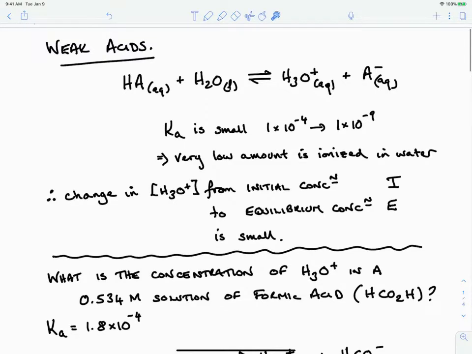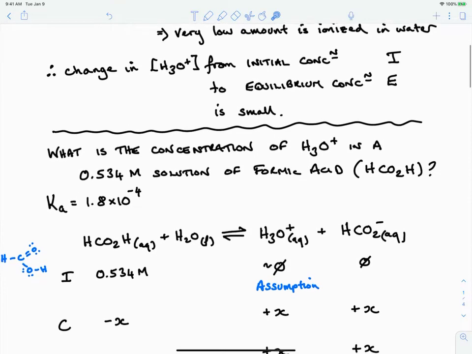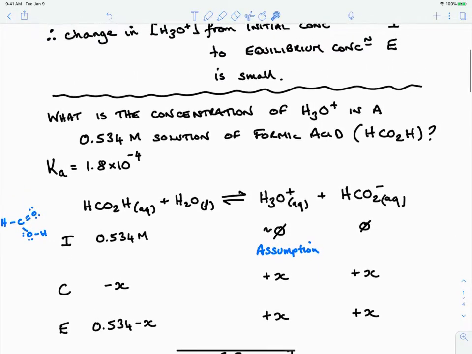So for example, here's a typical question, and it says, what is the concentration of hydronium ion in a 0.534 molar solution of formic acid? And we're given the value of Ka, and we see that the value of Ka, 1.8 times 10 to the minus 4, is very small. And so what we want to do is set up our ICE table for this at the beginning.